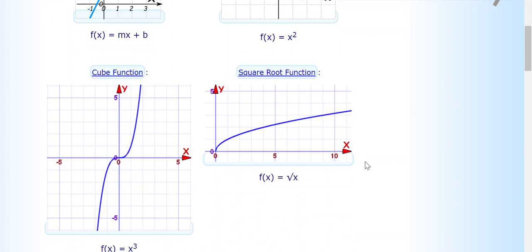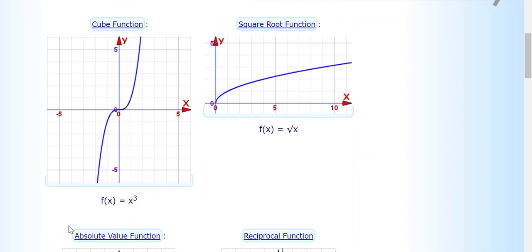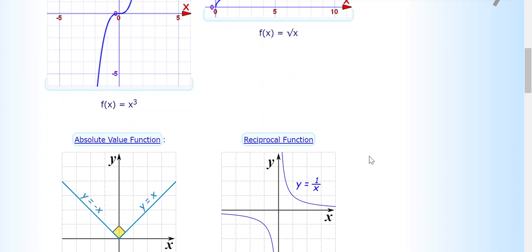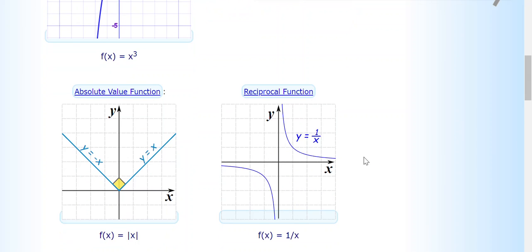And then we also have a cube function, where the highest exponent is to the third power, like f of x is equal to x cubed. So this is how it looks like. And then a square root function where you have a square root of something. So square root of x looks like this. We're not gonna go deep into all of these, but I just want to show you guys how functions differ from each other. Okay, and then we got f of x is equal to absolute value of x. So this is your absolute value function graph.